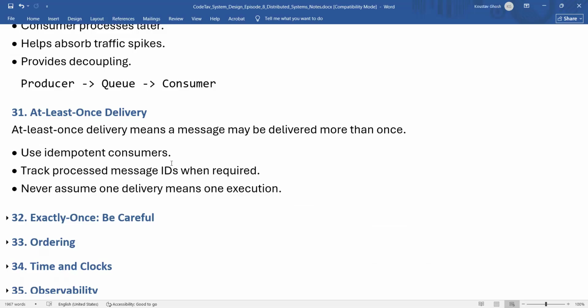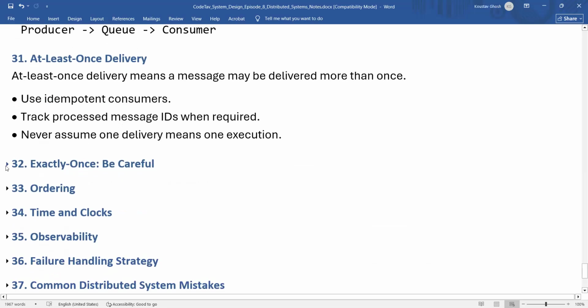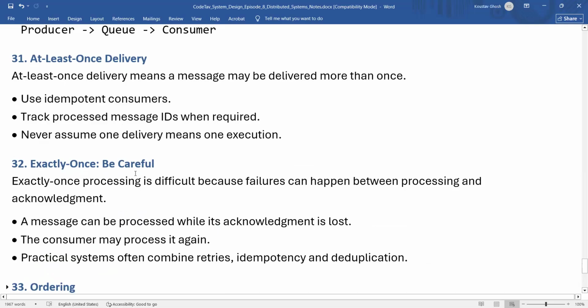Messages will go to the consumer, and processing can be successful. But after that, just think, suppose the acknowledgement is lost. Then again, the message will go to the consumer. So the consumer needs to be prepared for duplicates. This is why idempotent consumers are very important. So the system guarantees that the messages will be delivered at least once, right?